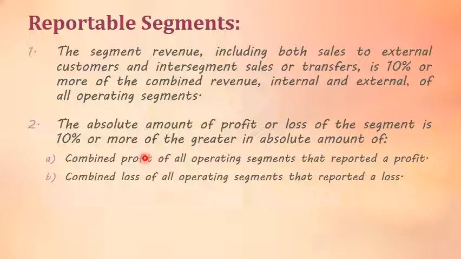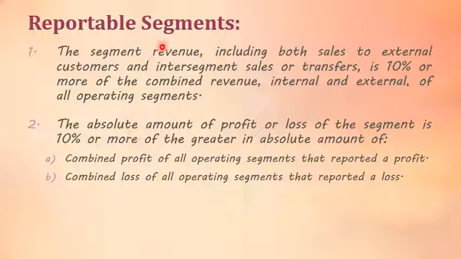I-ignore mo na yung positive or negative, meaning ignore mo na kung profit or loss siya kasi nga absolute amount yung titignan mo. Okay, so 10% nung greater amount which is 1.5 million ay 1.5 million times 10% is 150,000. So, dapat yung segments A to D mo is 150,000 or more para masabi mo siyang reportable segment.